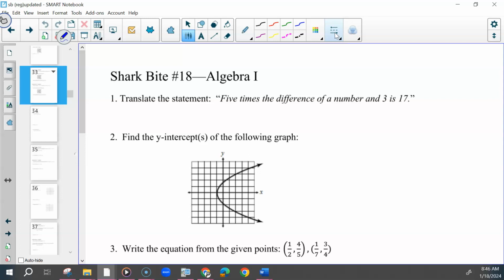Number 1, translate the statement: 5 times the difference of the number and 3 is 17. So 5 multiplied to parentheses, pick a variable, minus 3. And then the "is" equals 17. So if you have anything other than that, go ahead and fix that. Remember that when you're going from words to algebraic, there's really only one right way to do it, but from algebraic to words, there's a bunch.